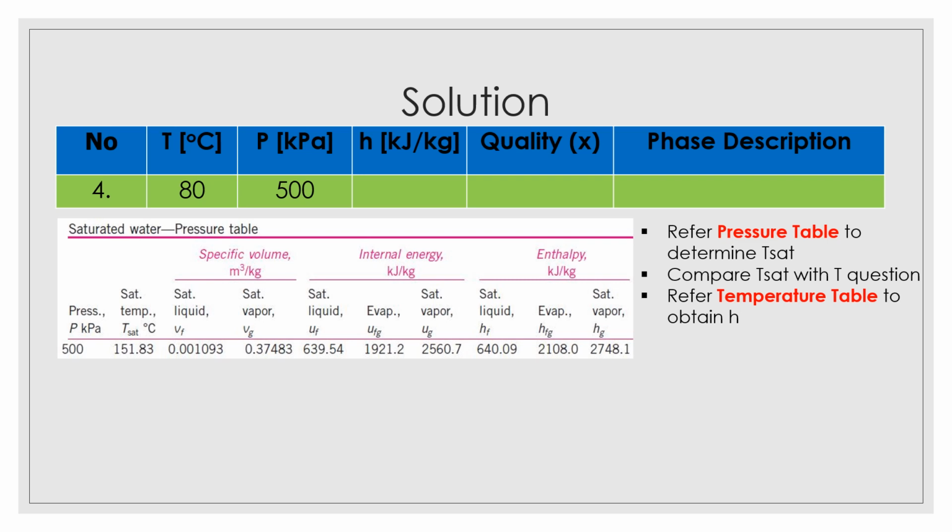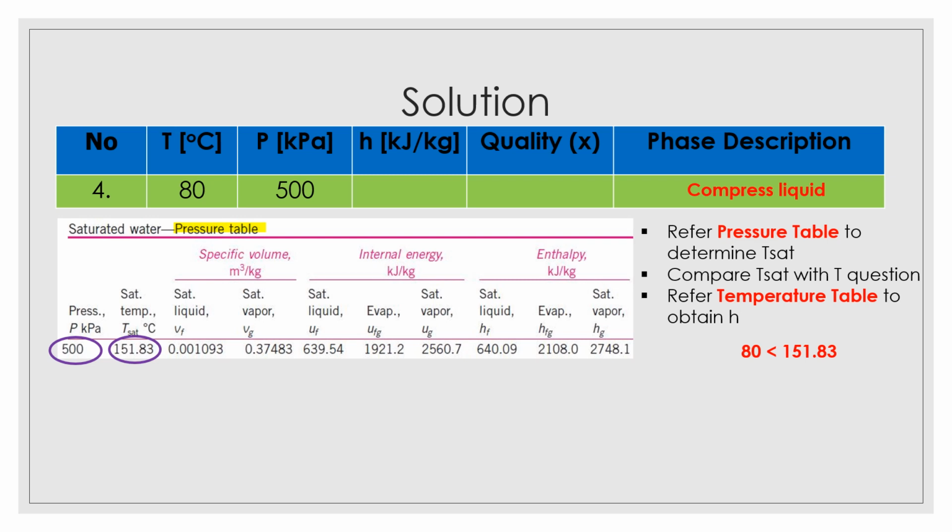As mentioned just now, we need to refer to the pressure table. Based on 500 kilopascal, according to the question, we determine the T sat equal to 151.83. Then we compare the given T, which is 80, with the T sat, and we find that the given T is lesser than the T sat, which means the phase description is compressed liquid.